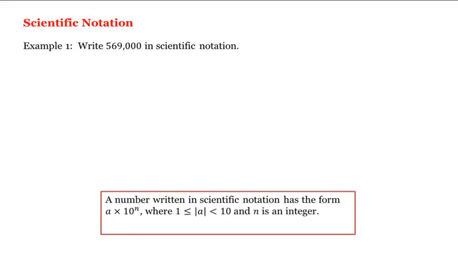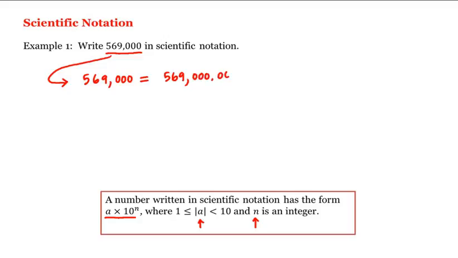It means we can rewrite it in the form a times 10 raised to the nth power, where a in absolute value is between 1 and 10, and n is an integer. So the first thing we need to do here with our number is to move the decimal point until we get a number whose absolute value is between 1 and 10. And you might be thinking there is no decimal point here. But isn't 569,000 equal to 569,000.00? So there is a decimal point.